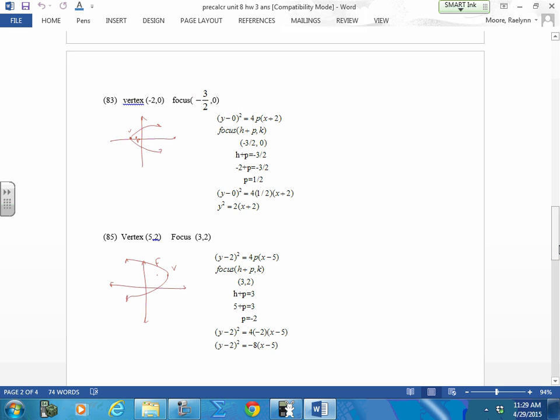Alright. Here's your focus and your vertex, and they were only a half apart. From -2 to -1.5, the distance in absolute value is 1/2. It's opening to the right, so your p is positive 1/2. So you're going to plug in your positive 1/2 for your p, fill in your vertex, and resolve that.